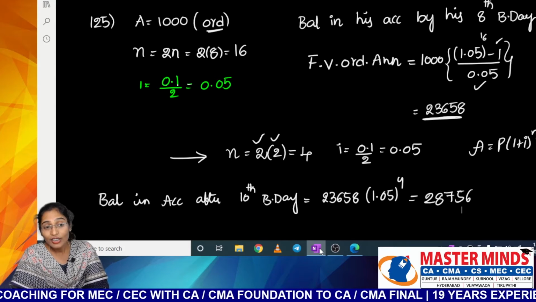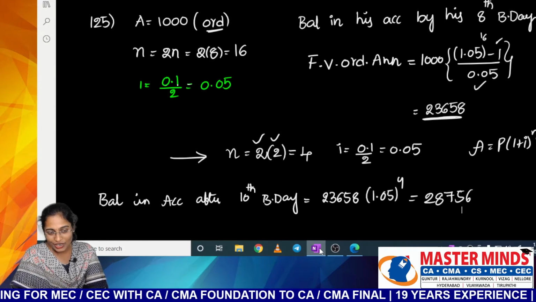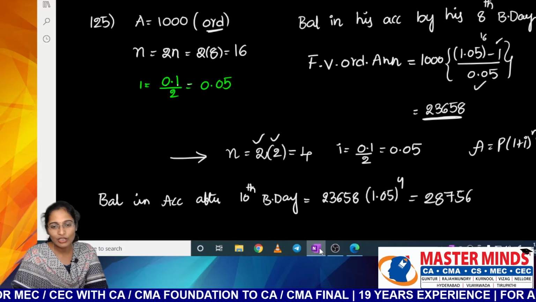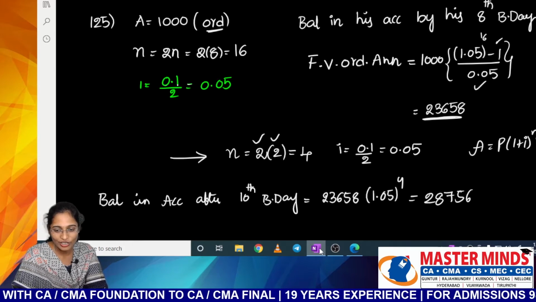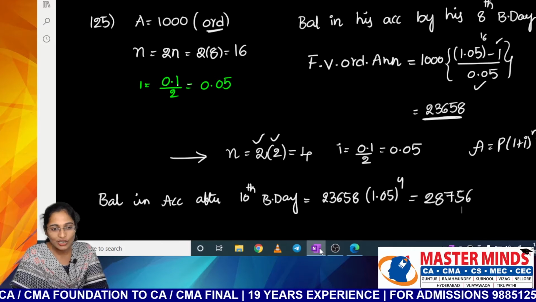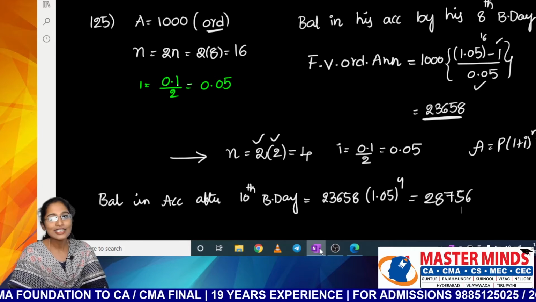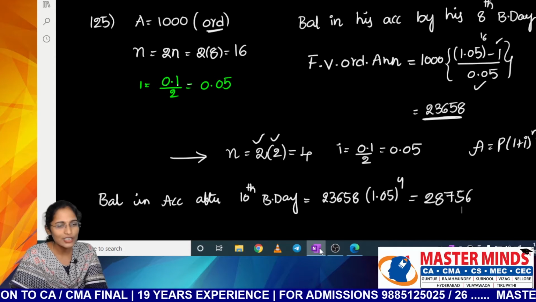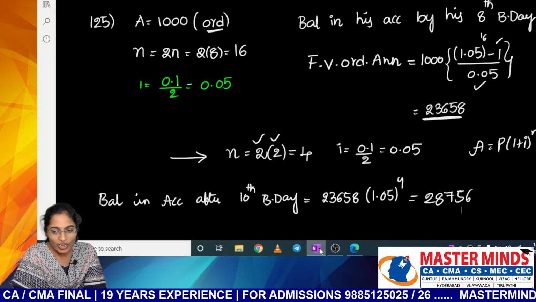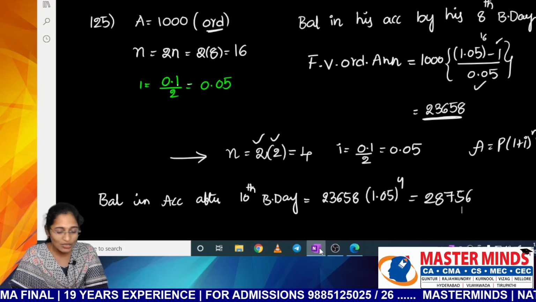So here you should learn the concept first, then only go for solving the question. Otherwise, you can't survive with time value of money. As you know, it's a very important concept. Please go through our materials carefully. We have provided so many practice questions. If you solve 124, 125 is quite easy for you.